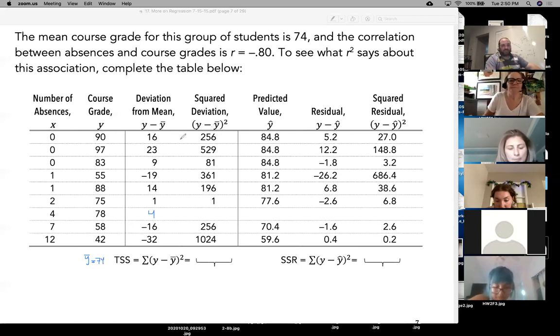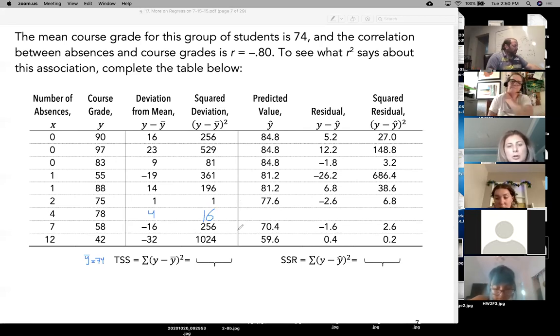16 squared is 256. 23 squared, 529. 9 squared, negative 19 squared, 14 squared, 1 squared, 4 squared. They didn't do those, so we should do them ourselves. 4 squared is 16. Negative 16 squared is 256. And negative 32 squared is 1024. And now what we're going to do is add them all up together.